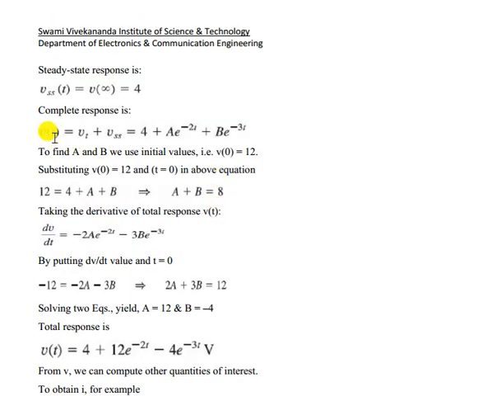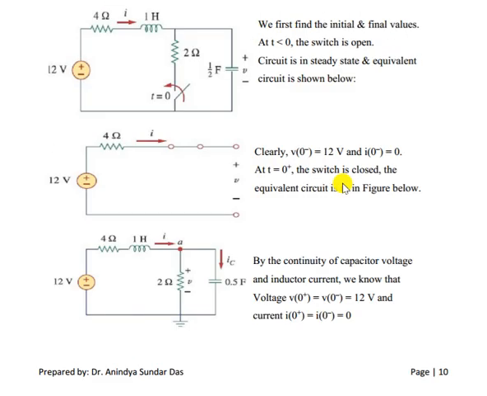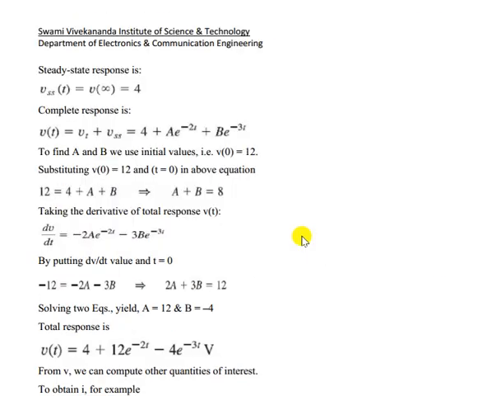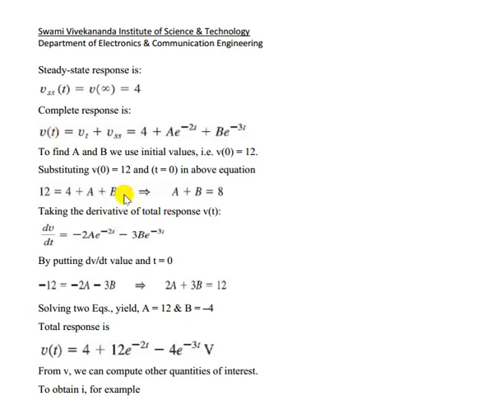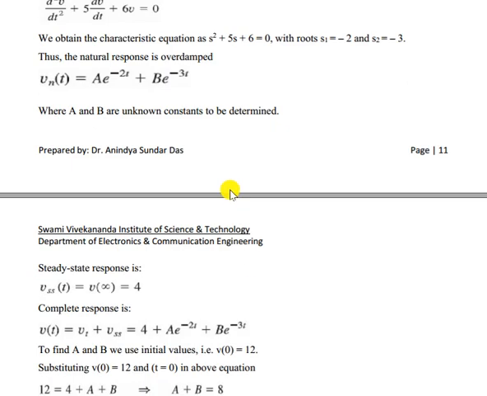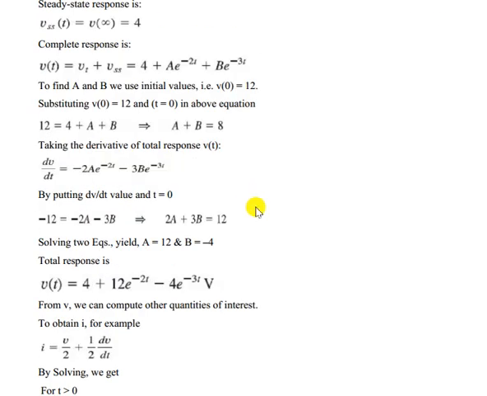Now we can put t equal to 0. V0 we know is 12 volt, so we put it here. So we got A plus B equal to this. Here I am using A plus B, and in previous problems A1 and A2, that doesn't matter, they are constants only. Now we have to find out the dV by dt value.